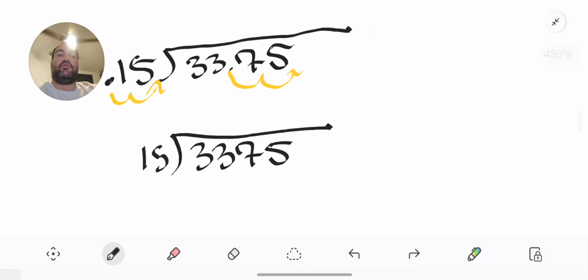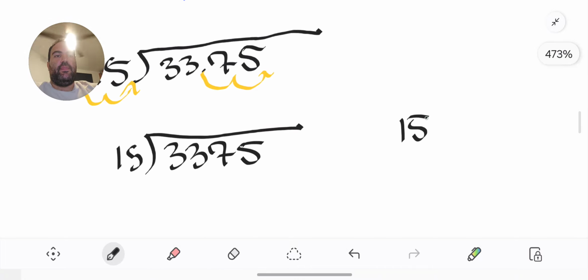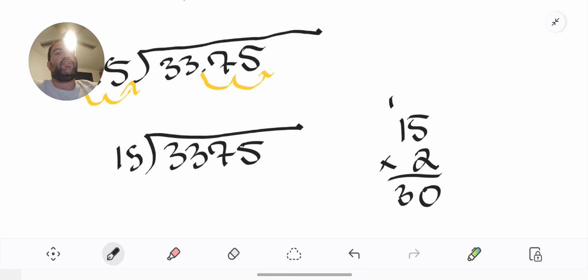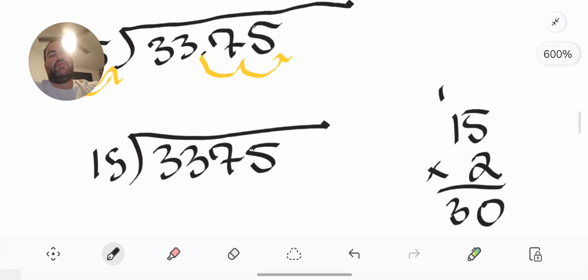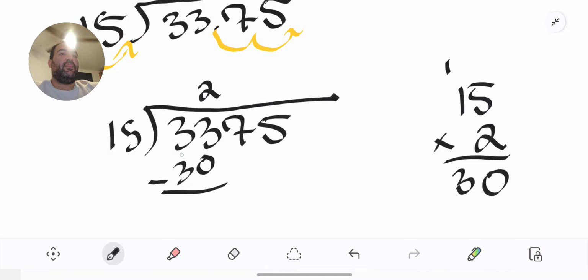15 into 33. How many times could 15 go into 33? I'm going to try 2. Do some multiplication. 30. Okay, I know 2 is definitely the highest, because another 15 would have went over. If that was hard for you, you got to go learn simple division and multiplication, okay? 33 minus 30. 3. Bam.